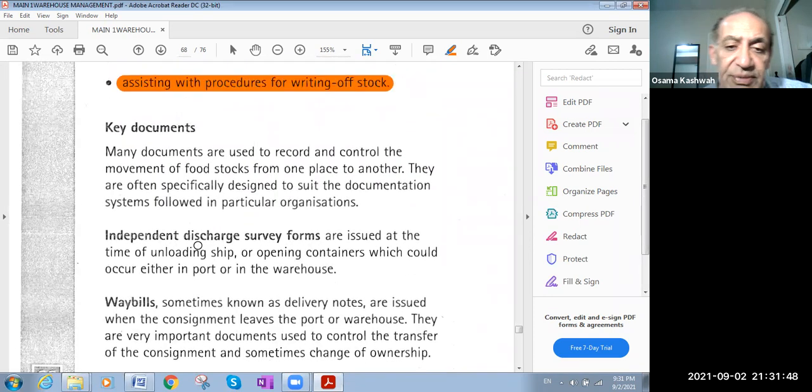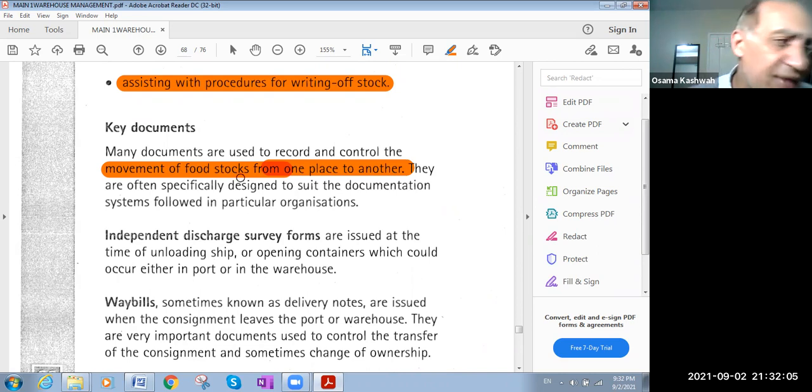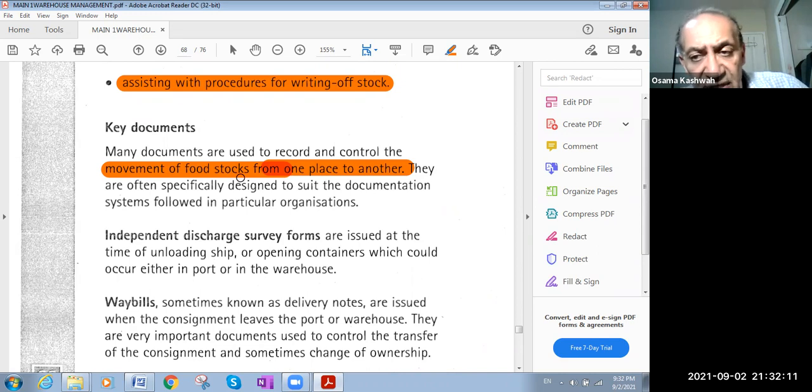What are the forms that you should keep in the warehousing? Many documents are used to record and control the movement of food stock. We are talking here about food exactly, moving from one place to another. So we are not talking about wood materials, for example. For that reason, I chose this very good application or exercise, because it is dealing with a very sensitive item, which is food.